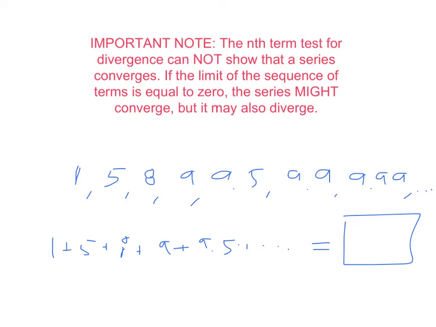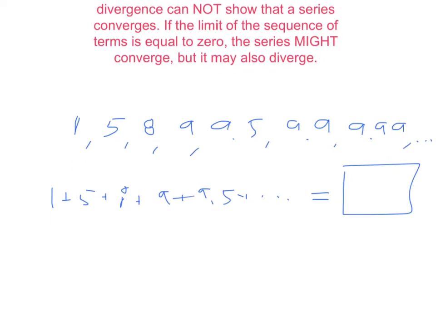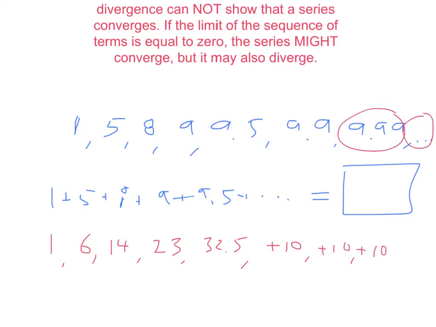And the reason, just to convince you of it, think about the sequence of partial sums. My first one would be 1. My next would be 6. That's 1 plus 5. My next would be 14. That's 6 plus 8. My next one would be 14 plus 9, which is 23. My next one, 23 plus 9.5, that'd be 32.5. The idea is, at this point, I am now adding on 10 each time. And it's not exactly 10, but these terms are getting closer and closer to 10.